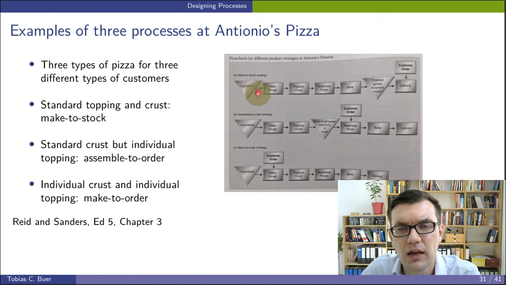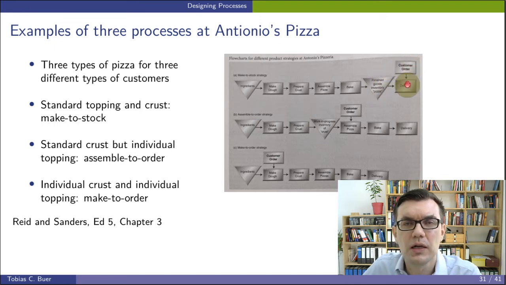We have an inventory of ingredients and we use this inventory to make some dough. After we prepared the dough, we prepare the crust. Then we put the topping on the pizza, we assemble the pizza and we put the pizza in the oven. And once the pizza is finished, we put it in the finished goods inventory. And then once a customer gives us an order, we can quickly hand over the pizza and deliver it.